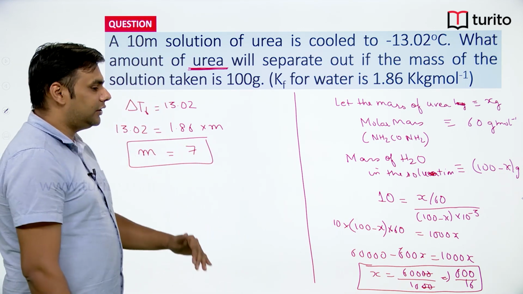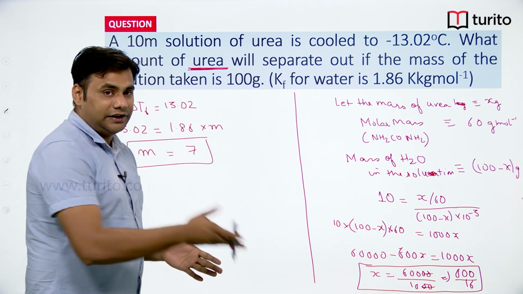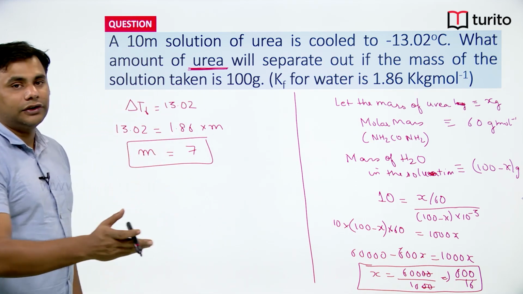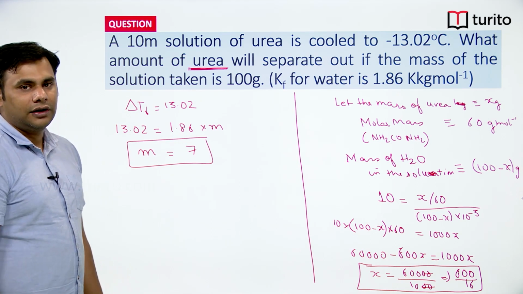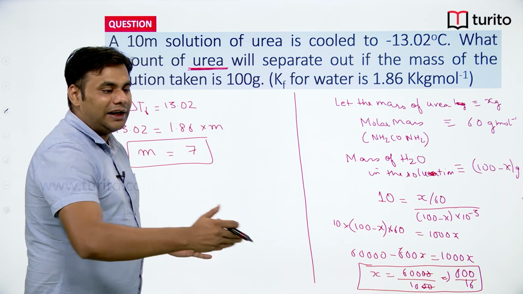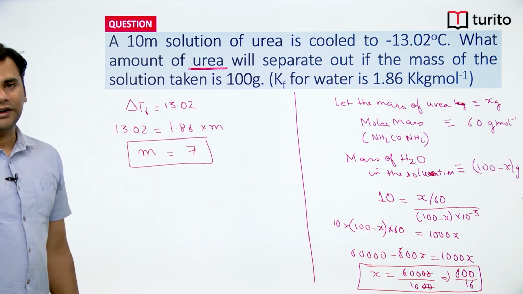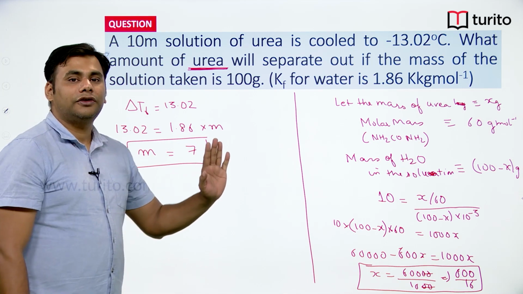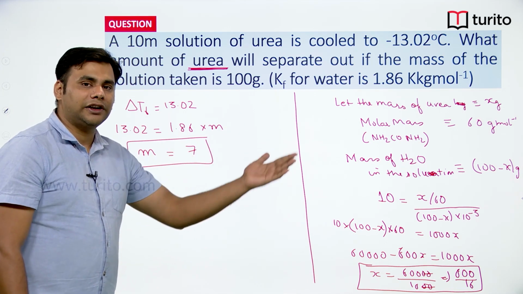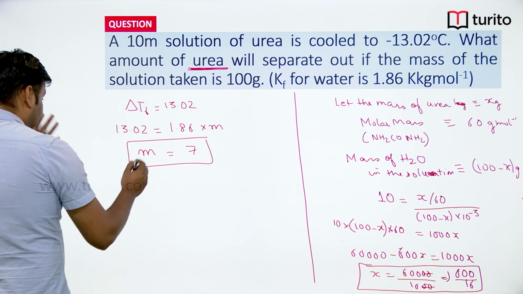So when we are freezing the solution, the molality of the solution keeps on changing. If the water is getting separated out as ice, the molality of the solution keeps on increasing. But in this case the molality has decreased. It means that the mass of solute has decreased. That means solute has passed into the solid phase. So now we know that the molality is 7.